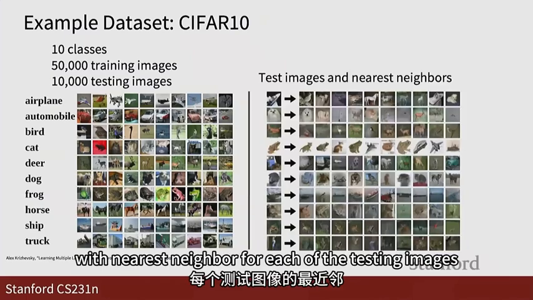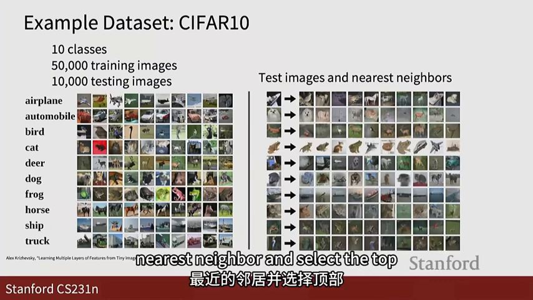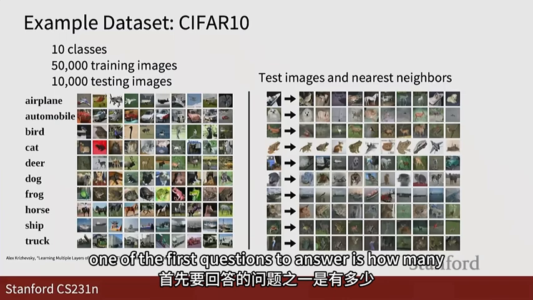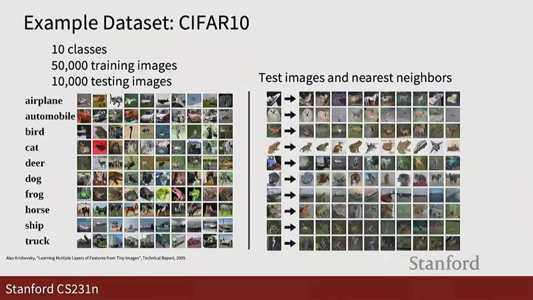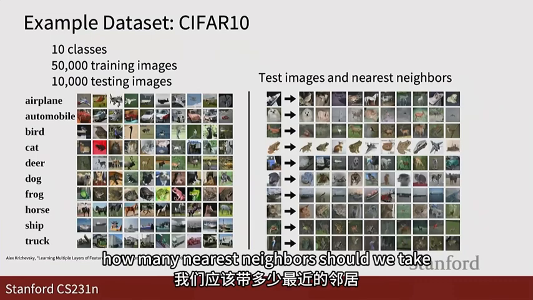With nearest neighbor, for each of the testing images, if we run nearest neighbor and select the top 10 nearest neighbors, they are all visualized there. As you can imagine and guess, one of the first questions to answer is, what should be the value for k, how many nearest neighbors should we take?